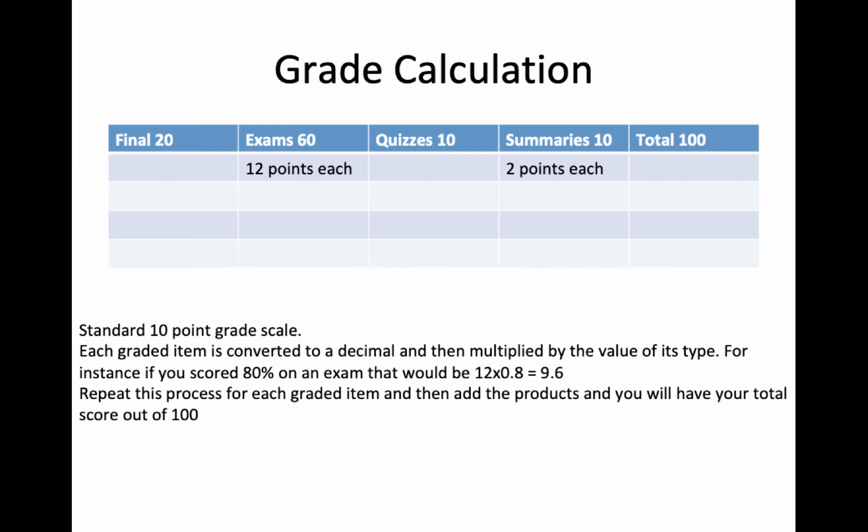Each grade item is converted to a decimal and then multiplied by the value of its grade type. For instance, if you had an exam that you scored 80% on, that exam is worth 12 points. So you would take 12 times 0.8, which would equal 9.6 points. You repeat this process for each graded item, and then you add the products, and you have your total score out of 100.